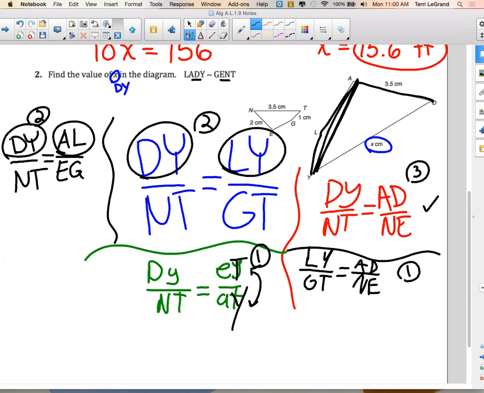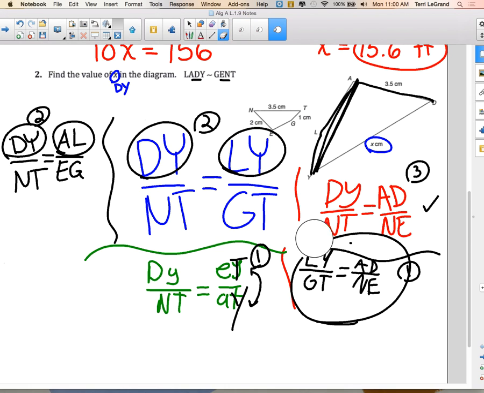What's missing in this one? Why can't we have this one? What's missing in this right here? dy over nt. We need the dy because that's what we're looking for. Okay, everybody, we have to use this one, right? Which one is it? This one right here. Okay, everybody, erase the one you have, and this is the one we're going to use. So dy over nt equals ad over ne, or en. Okay, now substitute. Let's substitute our numbers in.